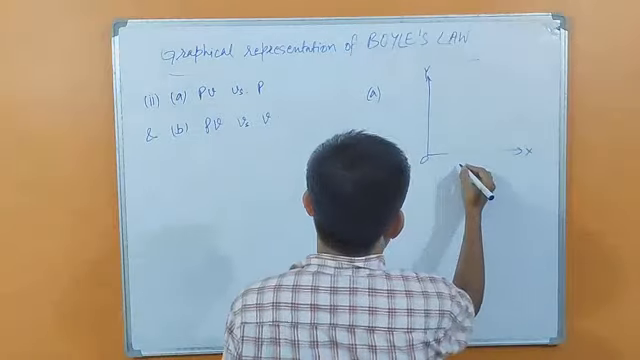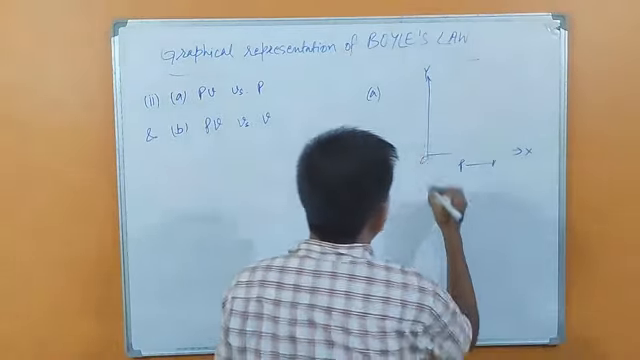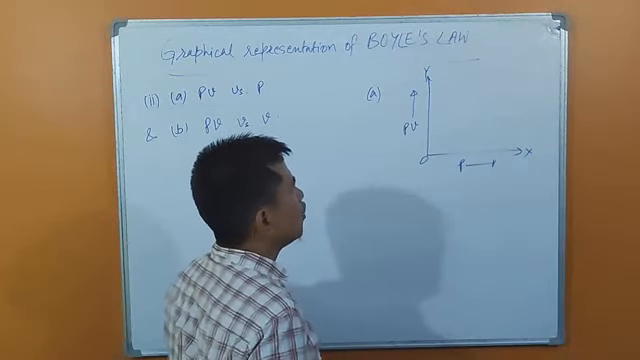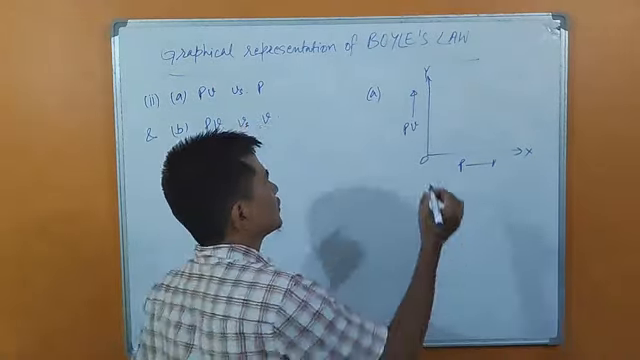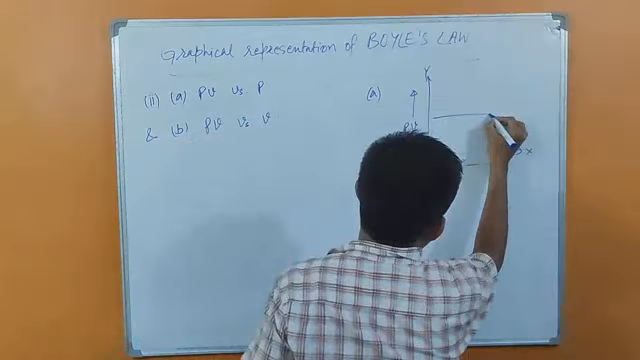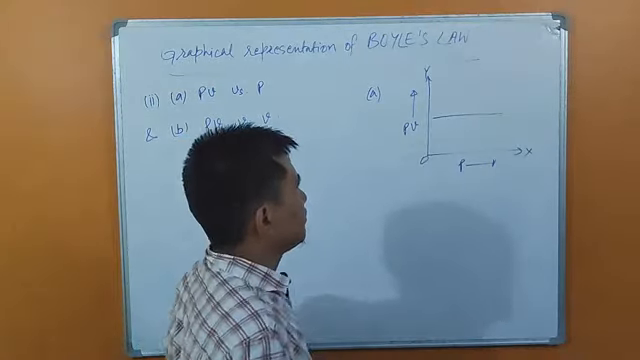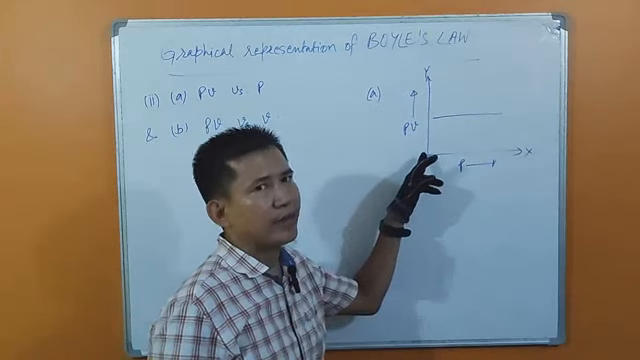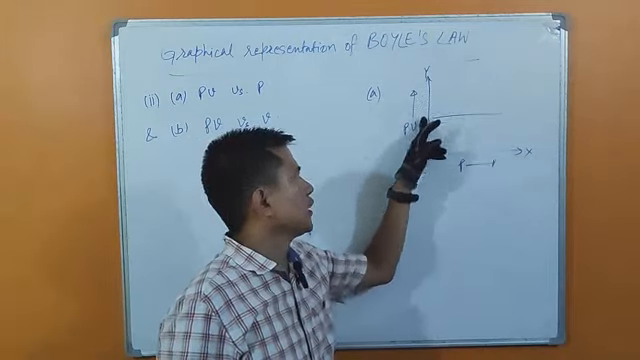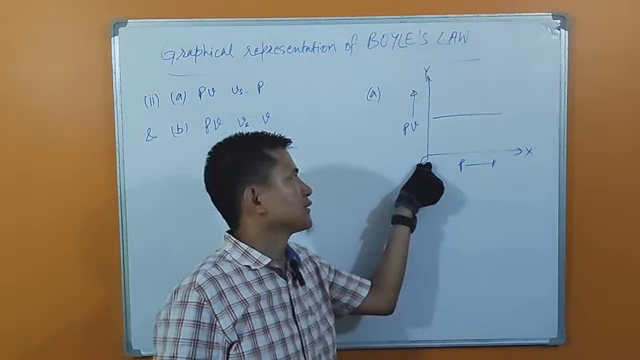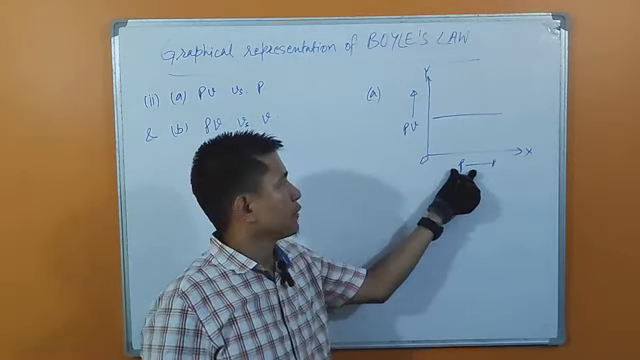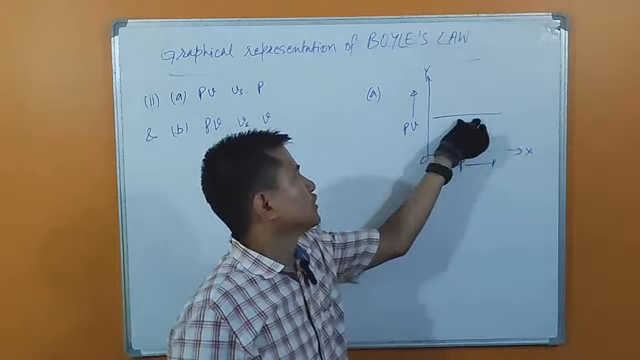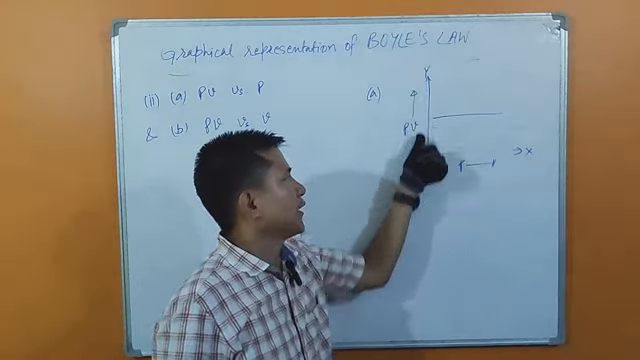If I plot pressure on the x-axis and the product of pressure and volume on the y-axis, how would the curve look like? The curve would look like this straight line. But make sure the straight line does not touch the y-axis. Why? If this straight line touches the y-axis, it means the pressure of the gas can become 0. And you know that the pressure of a gas can never be 0. So this straight line should not touch the y-axis.